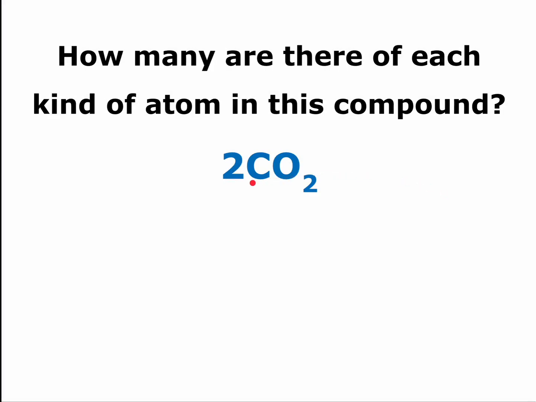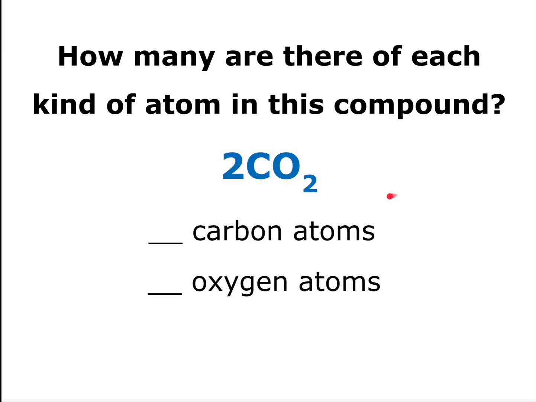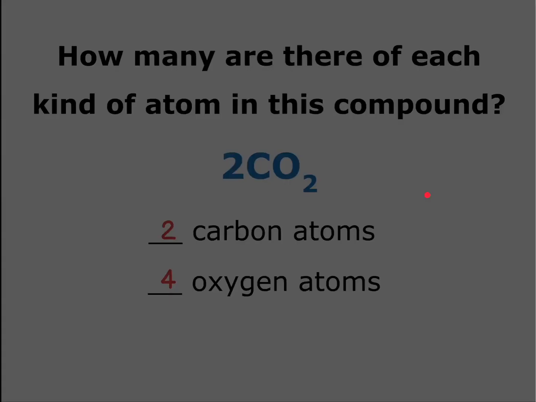All right, here we have 2 carbon dioxide, 2 CO2. So first we'll list the kinds of atoms. We have carbon atoms and we have oxygen atoms. We'll take the subscript times the coefficient. 1 times 2 is 2. And for the oxygen, it has a subscript of 2. So we'll take 2 times 2 equals 4. 2 carbon atoms and 4 oxygen atoms.